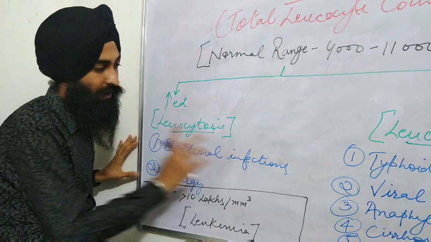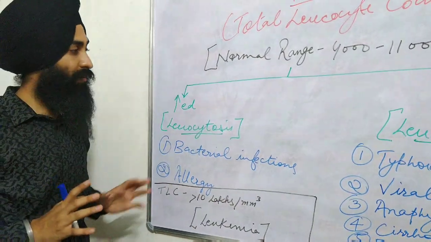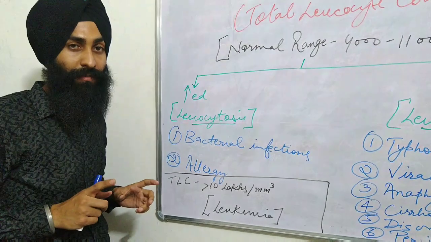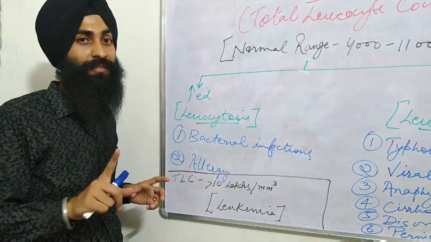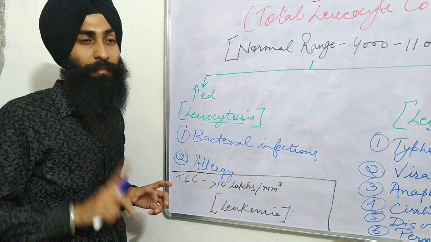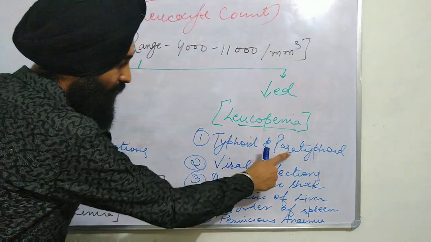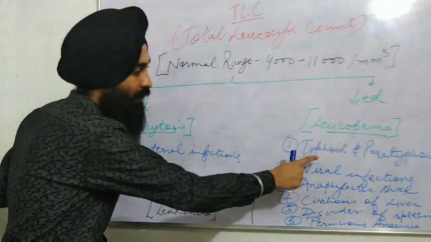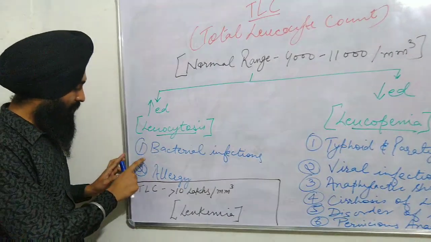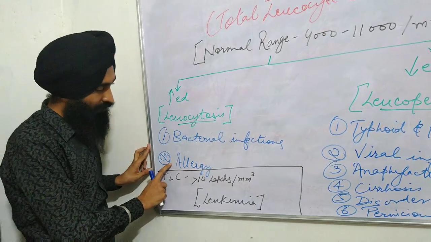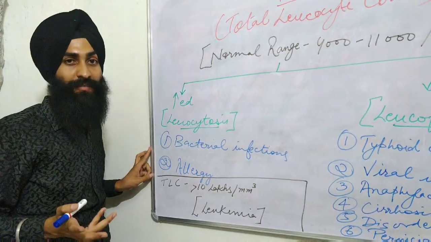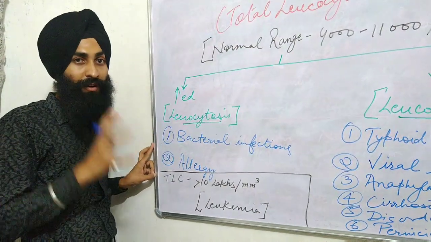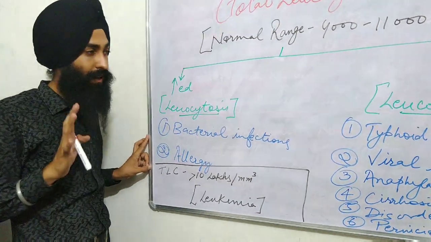First is bacterial infections. In all the bacterial infections, there is leukocytosis, meaning WBCs are increased. But always remember, there is one bacterial infection in which leukopenia occurs, that is typhoid and paratyphoid. In this bacterial infection, we get decreased WBC. Second condition in which we see leukocytosis is allergies. Either it is asthma or allergic rhinitis, we find leukocytosis. But it is not necessary that WBC will be increased.